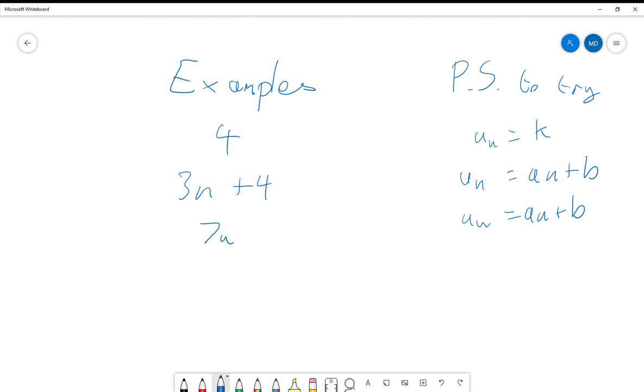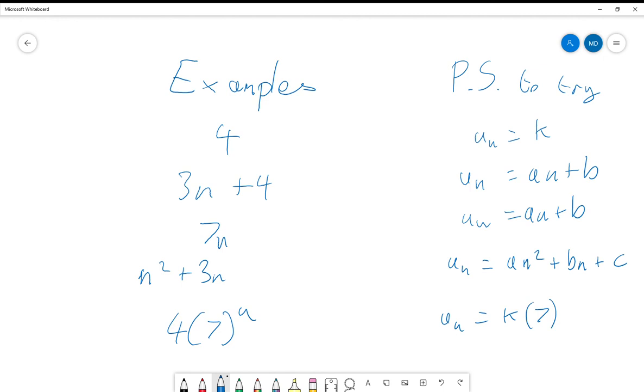If it was of the form n squared plus 3n, then you'd use something like un is equal to an squared plus bn plus c, just making sure you get everything in there, including a constant, even though there isn't one here. And lastly, if you have something like 4 times by 7 to the power of n, then you try un equal to just some multiple k times by 7 to the n. And there you go. Those are all the particular solutions you would try for various different examples.